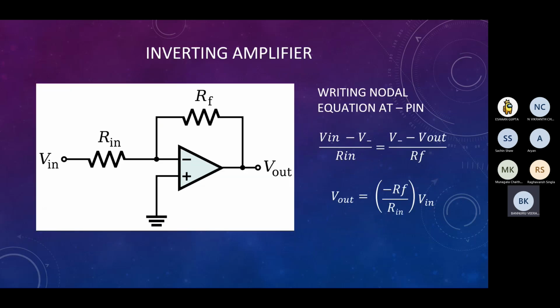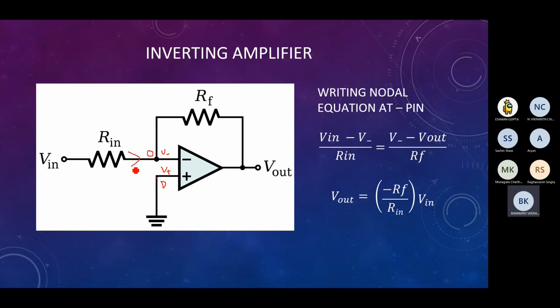First we will be discussing the inverting amplifier. As you can see in the circuit, this is how the inverting amplifier looks like, and we know that V plus is equal to 0 since it is grounded, and we already discussed that these two voltages V minus and V plus are equal by the virtual short circuit method, so it becomes 0.